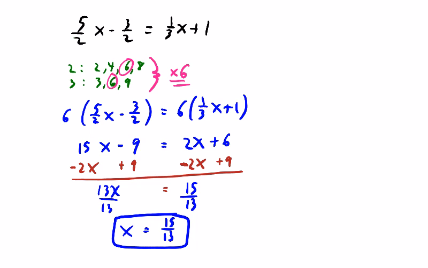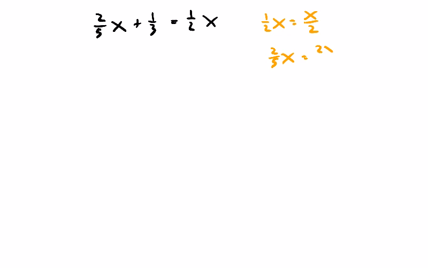Let's consider a second problem. Let's take 2/5 x plus 1/3 equals 1/2 x. Let me make a quick side note here. This hasn't been mentioned in any of the videos. 1/2 x is equivalent to saying x over 2, or x divided by 2. 2/5 of x would be equivalent to 2x divided by 5, or 2 times x divided by 5. So I've written them one way, but you can think of those in multiple ways.